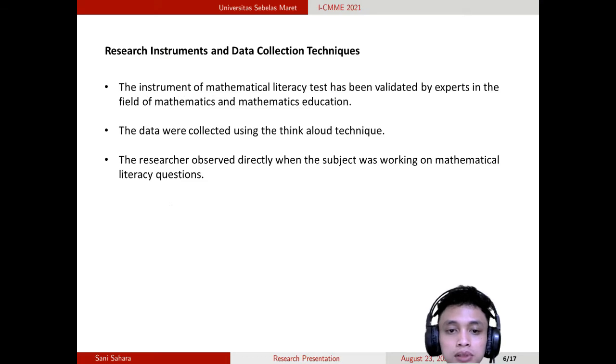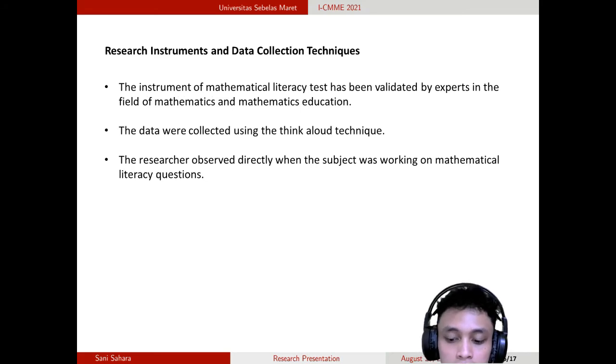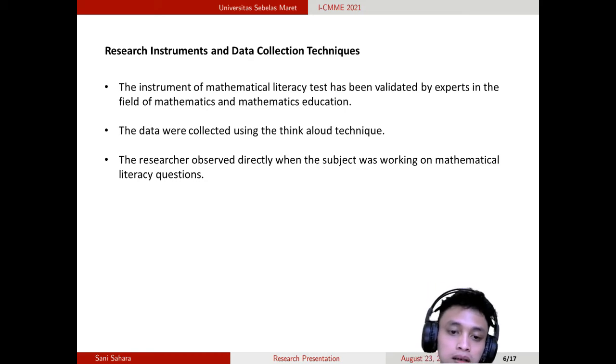Next, we go to the research instrument and data collection techniques. First, the instrument of mathematical literacy tests has been validated by experts in the field of mathematics and mathematics education. And the data were collected using the think-aloud technique. The researcher observed directly when the subject was working on the mathematical literacy questions.